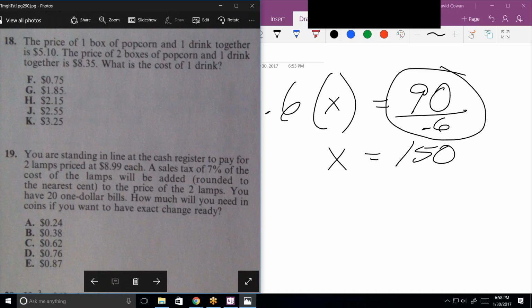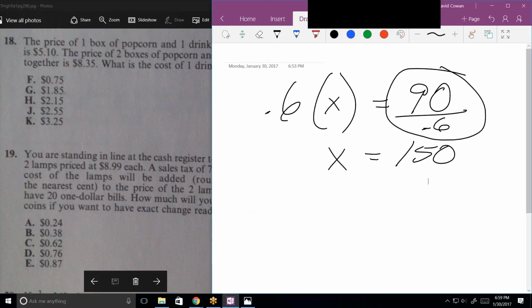If popcorn is $3.25, what's one drink cost? 5.10 minus 3.25 is 1.85. Okay, I see how that works. Again, there's not anything even close to $1.85. So you can use the calculator to get this, but you don't need one because you can certainly subtract 5.10 from 8.35 easily. And subtracting 3.25 from 5.10 is somewhat difficult, but not when they give you these answers. That's got to be G. Yeah. Okay.